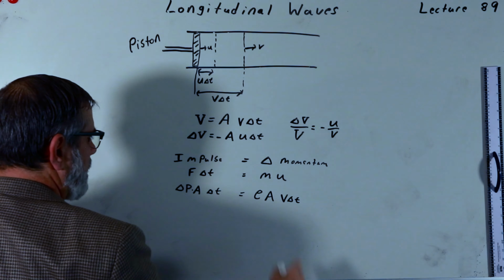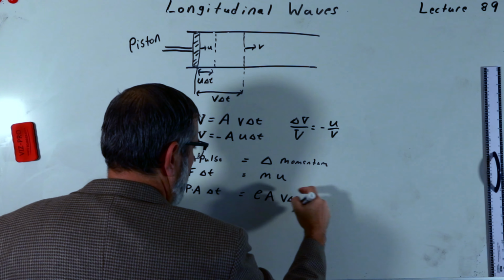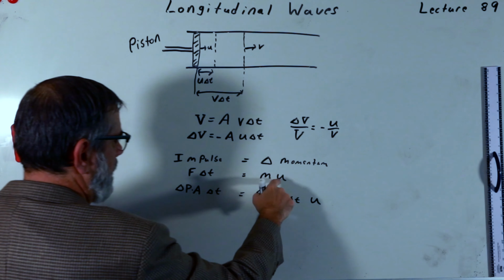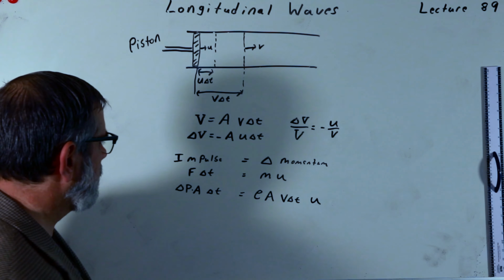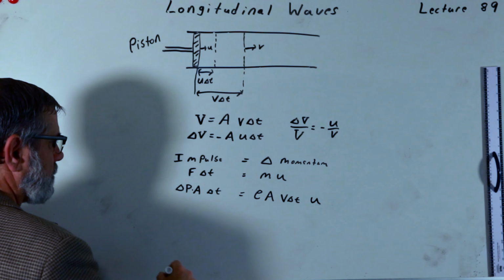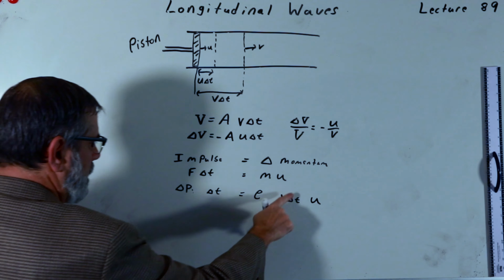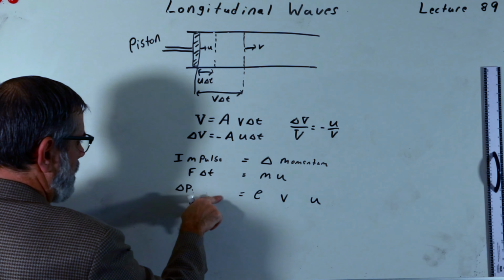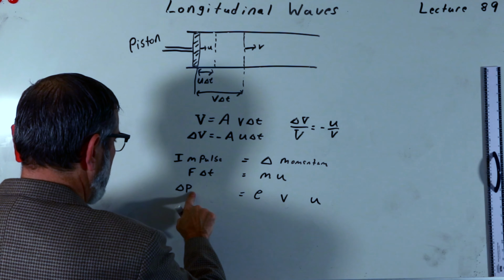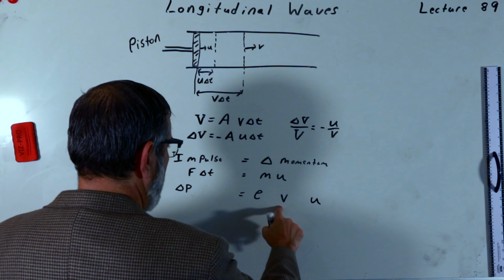That's this volume element, right? Then times u, because it's momentum. Mass times this velocity u. That's the change in momentum, right? So we see we get some cancellations. The areas cancel. That's nice. The delta t's cancel. That's good. And so we get that delta p is equal to rho v u.